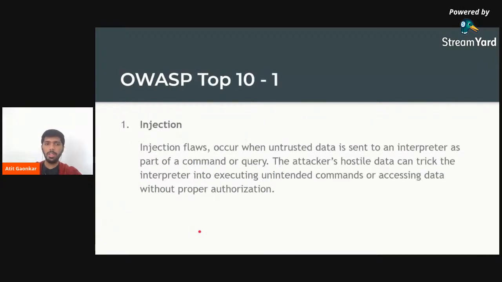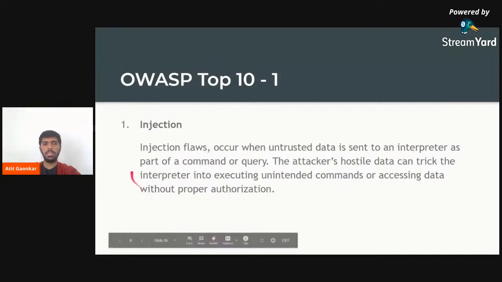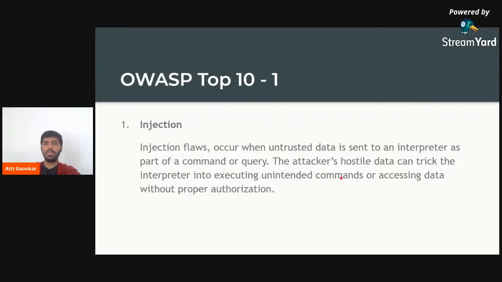So the top 10, currently the first vulnerability or issue that they are concerned with is injection. Injection flaws occur when someone is expecting data to be sent, but you actually send in code. So when they try to access your data, they're actually trying to run your code. And that is where an injection happens. The attacker's hostile data can trick the interpreter into executing unintended commands.